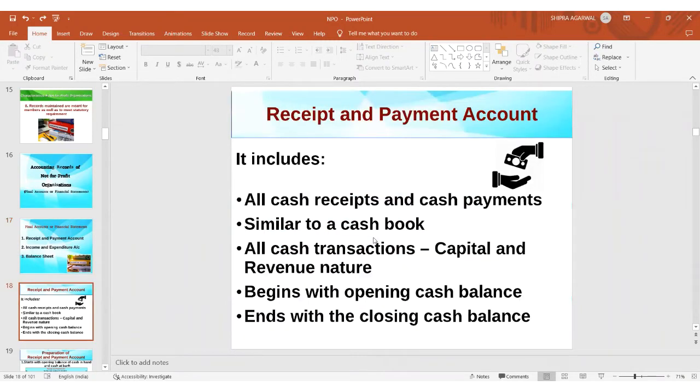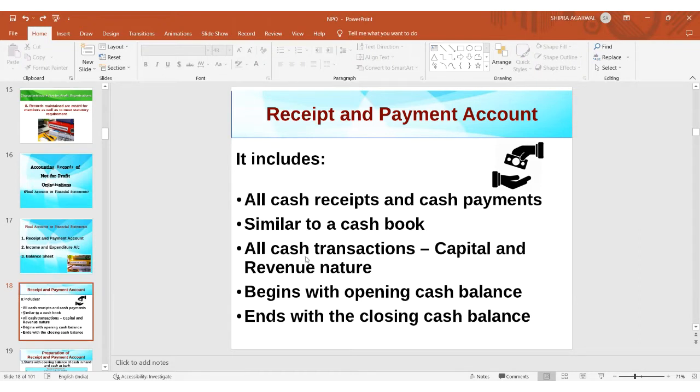So starting with the first one, that is your receipts and payment account. Whenever I'm talking about receipts and payments account, as the name suggests, it is dealing with receipts and payments with respect to your organization. So we can say it is somewhat similar to your cash book. Like the way we prepare a cash book for a normal business house, similarly, we prepare a receipts and payment account for the NPOs.